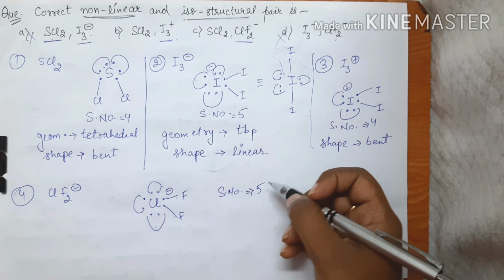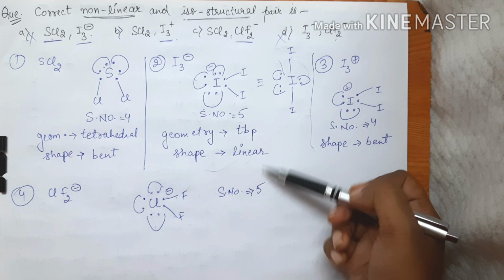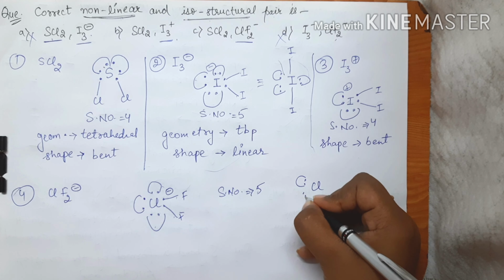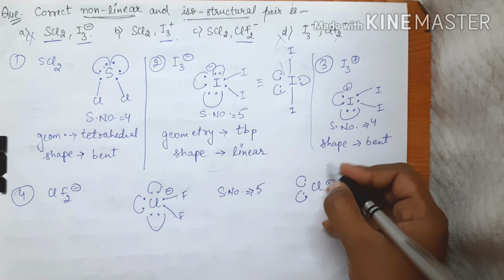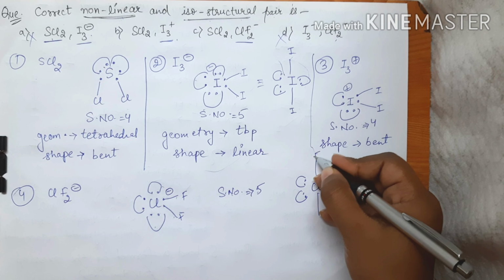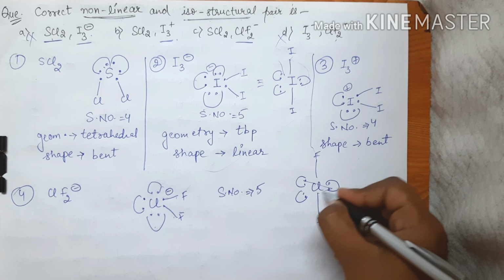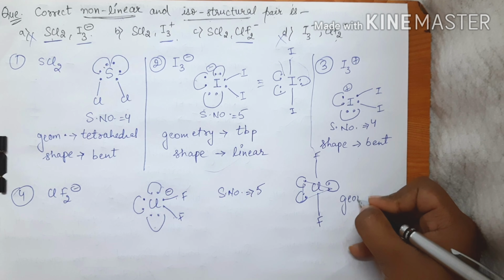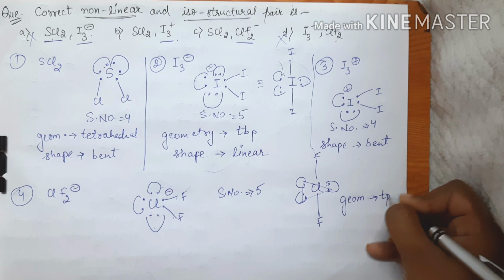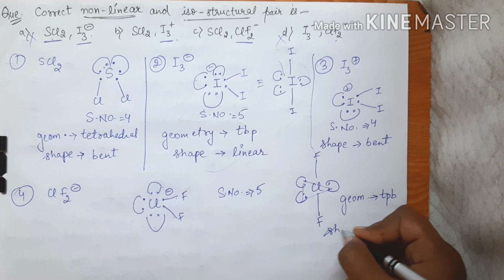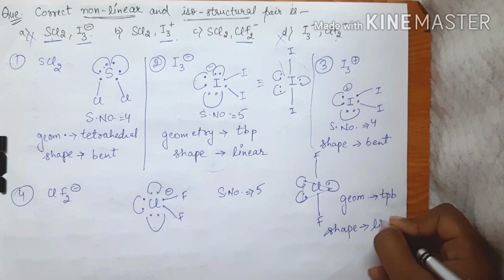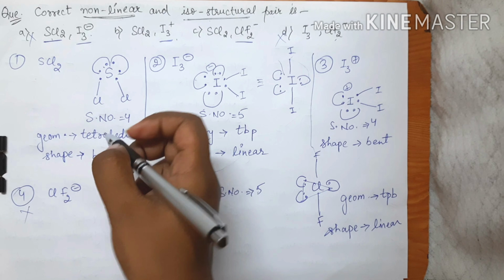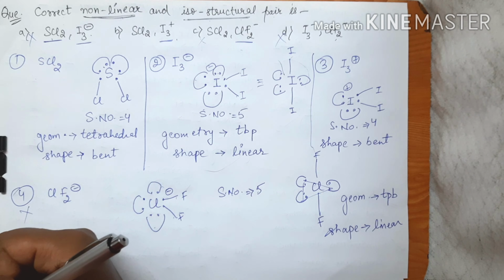So this is definitely going to be just like I3 negative. It could be shown like this: 3 lone pairs in the plane forming a triangle, 1 fluorine above and one below. So the geometry will be trigonal bipyramidal and the shape is going to be linear. So definitely this is also not going to be in the answers. So the option having ClF2 negative is also excluded.